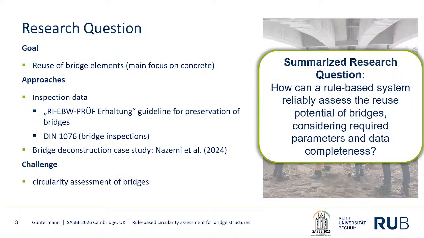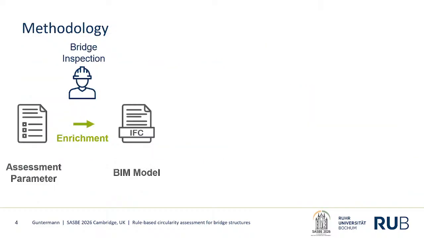And there's also one case study we used for our work by Nazemi et al. And the challenge here when we want to reuse bridge components is how to evaluate which components are reusable and which not. So our overall research question is, how can a rule-based system reliably assess the reuse potential of bridges, considering data completeness and the required parameters?